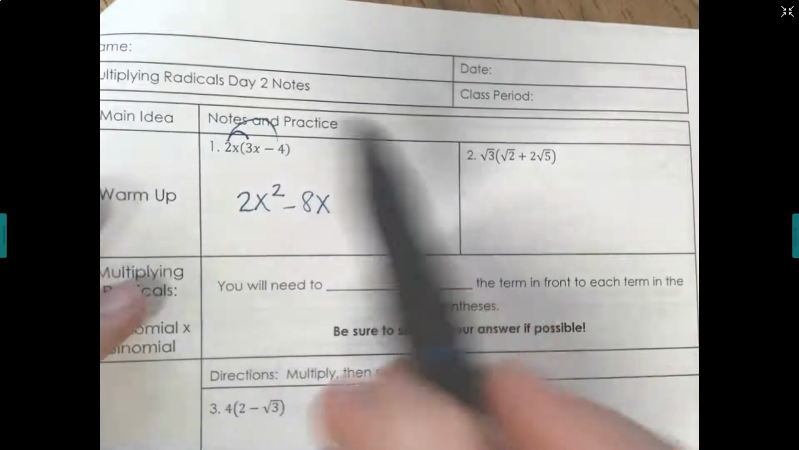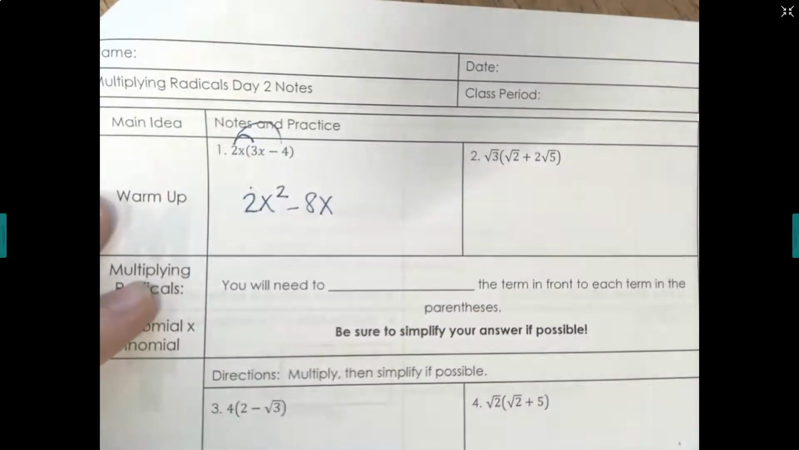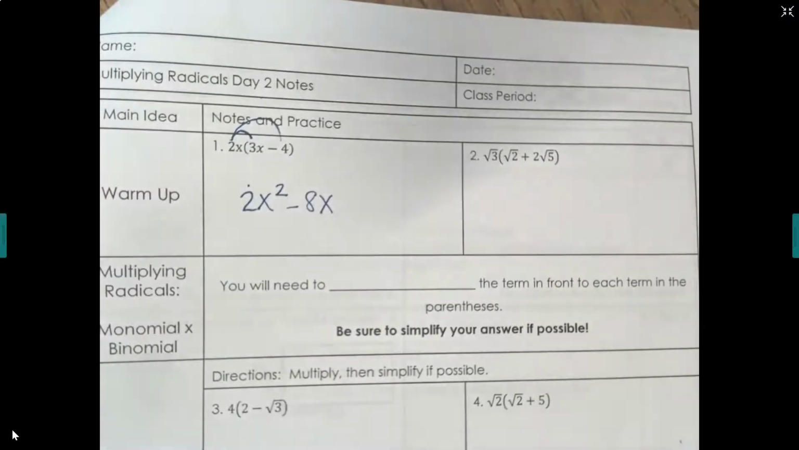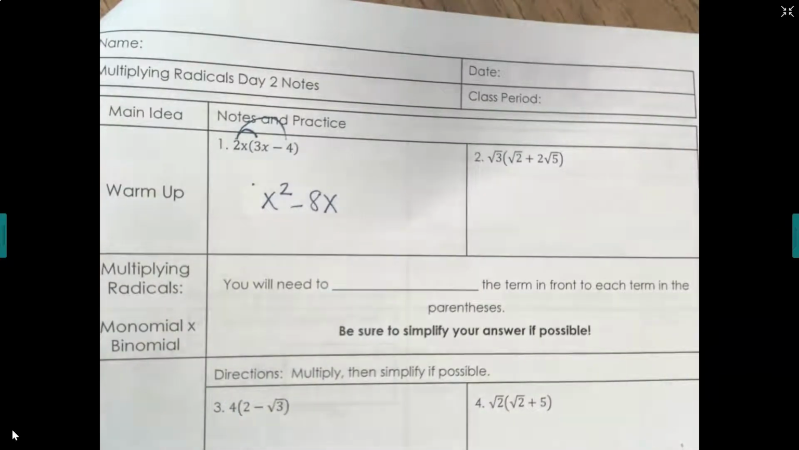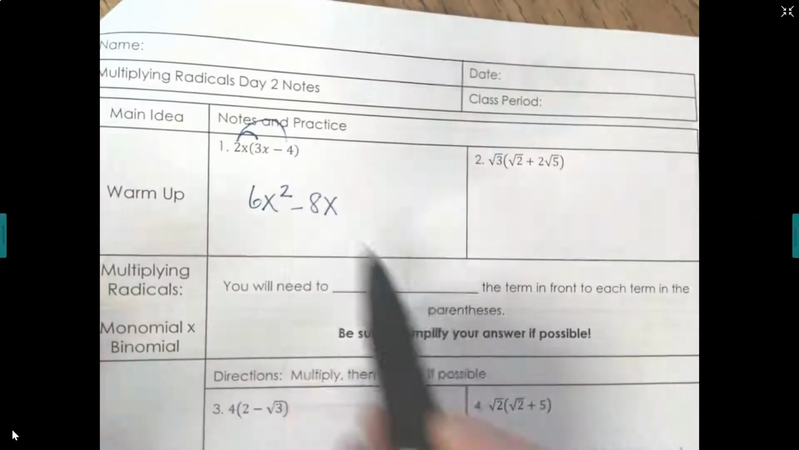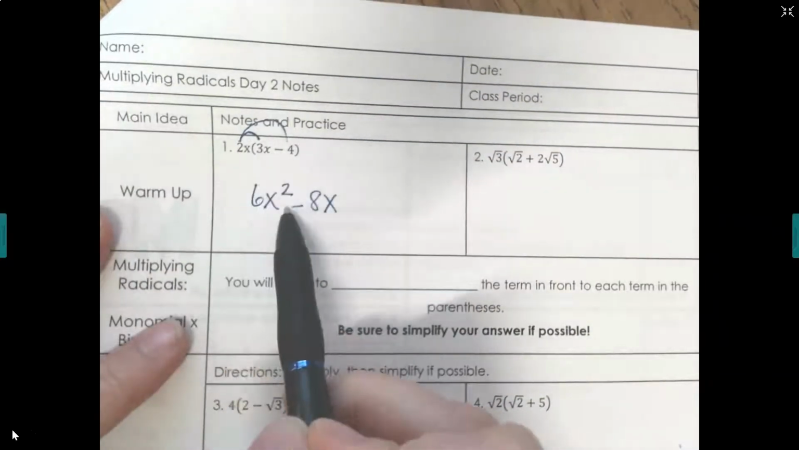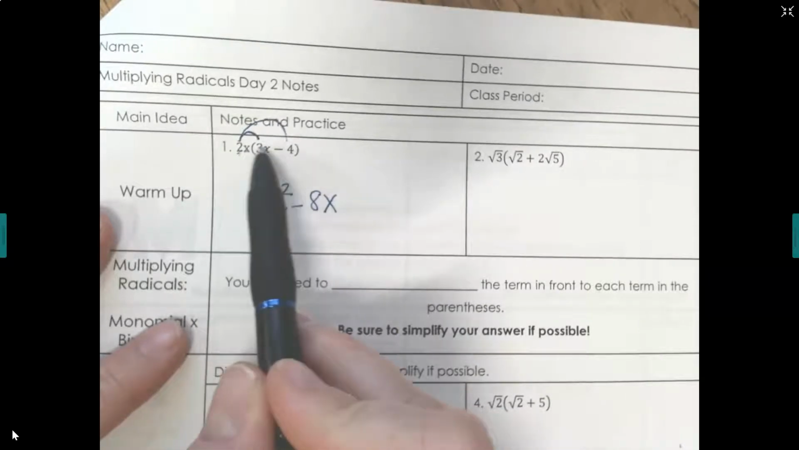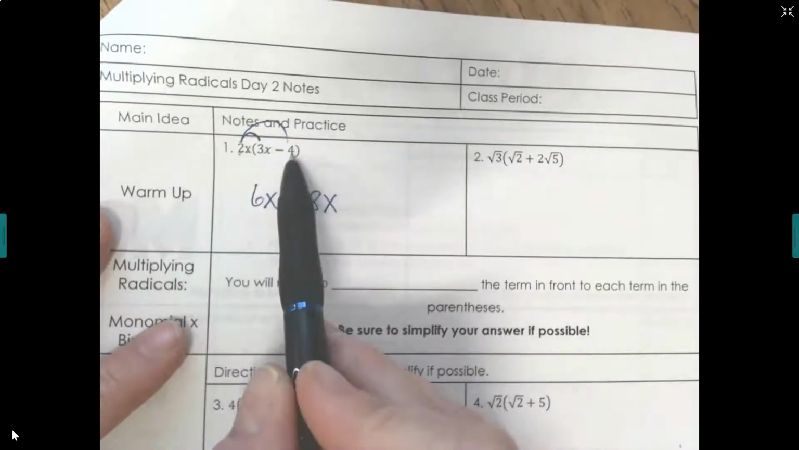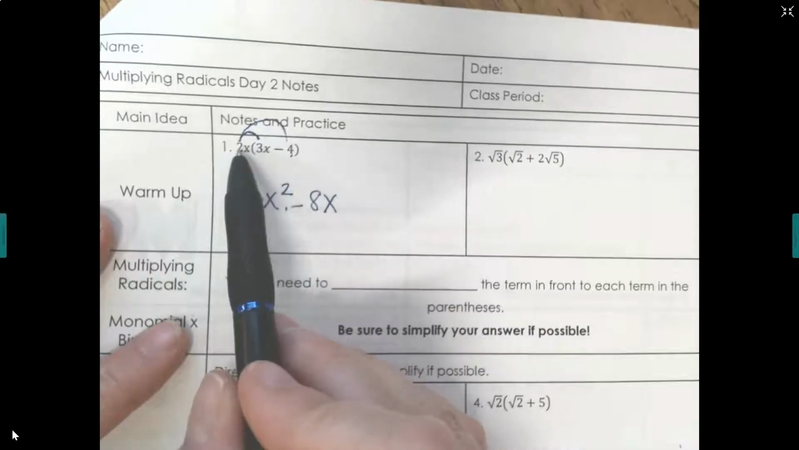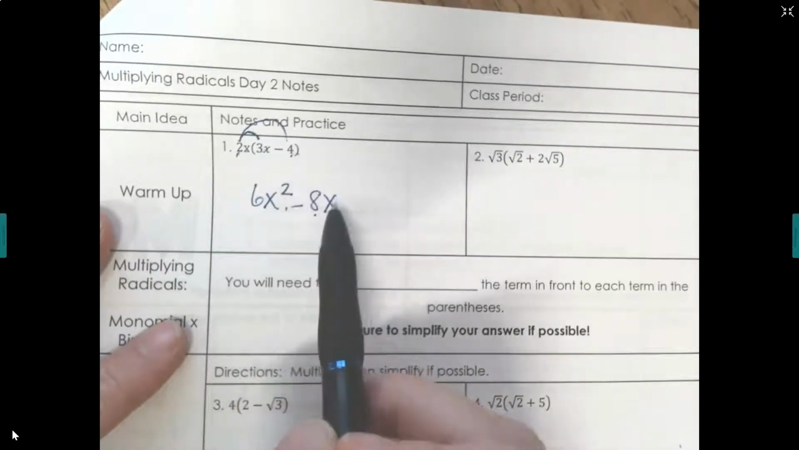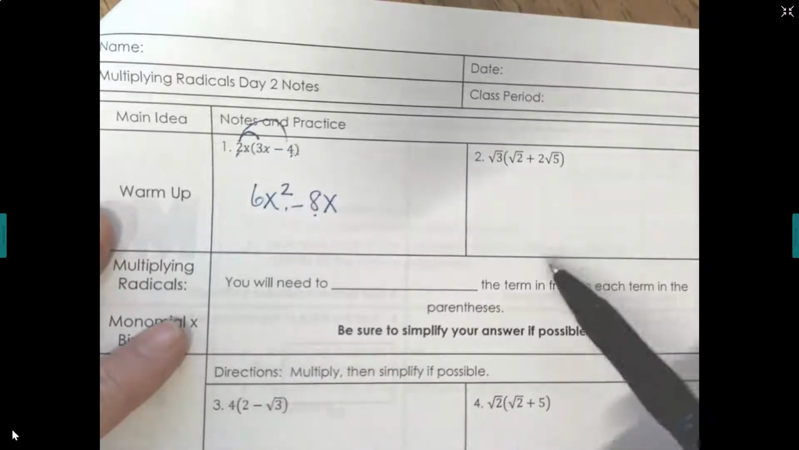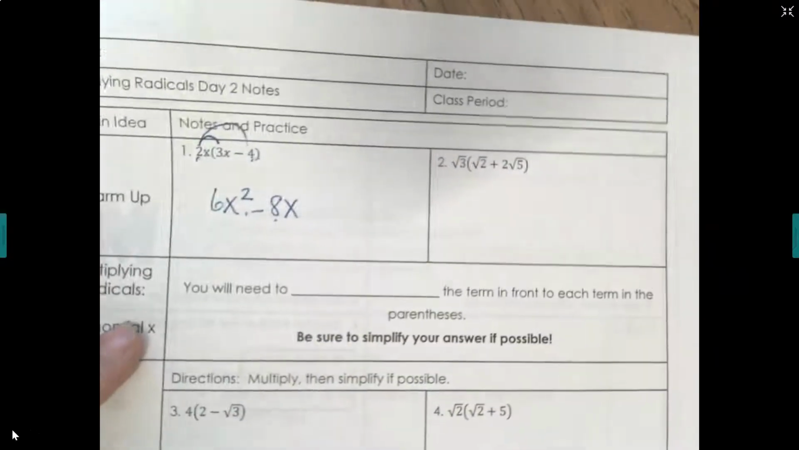So 2 times 3 is 6, not 2, so let me fix that. And then x times x is x squared. So you multiplied the coefficients, you multiplied the variables. In the second term, you multiplied the coefficients, 2 times negative 4, and there was only one variable. It didn't have anything to multiply with, so it came along. This is how our radicals are going to work also.